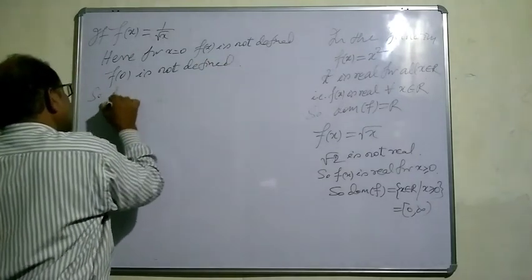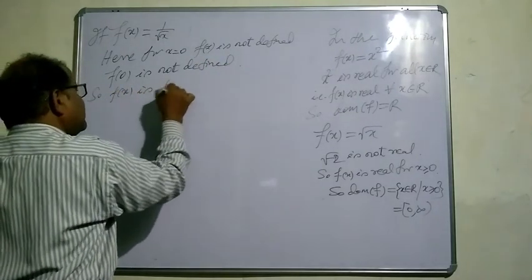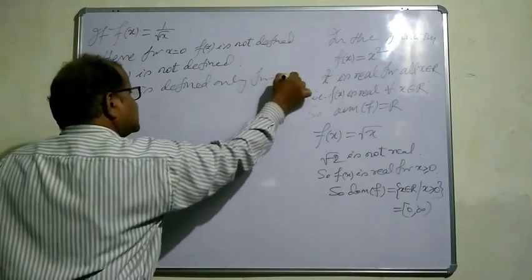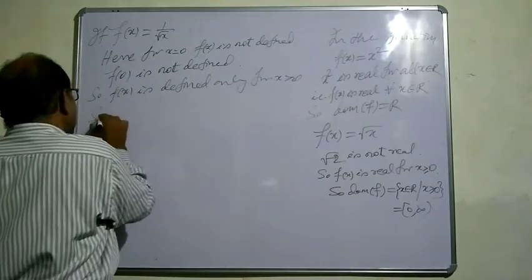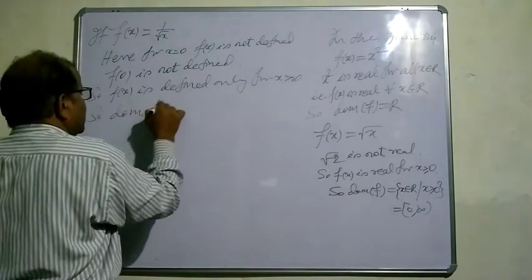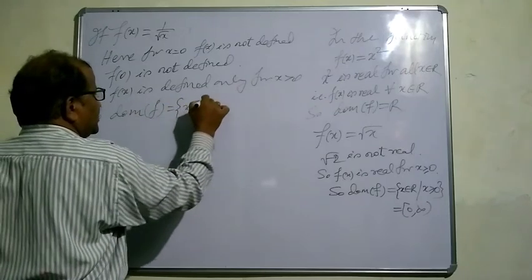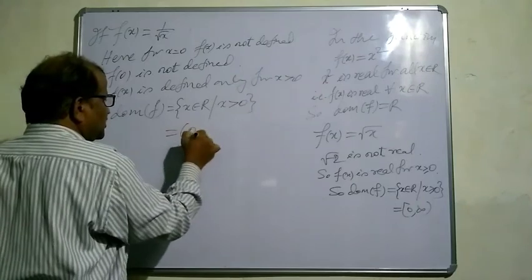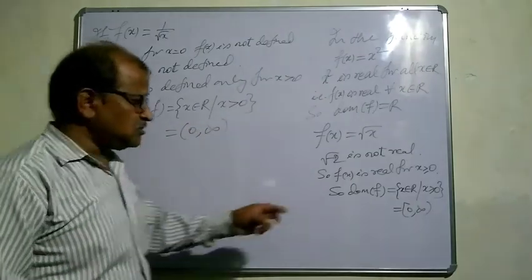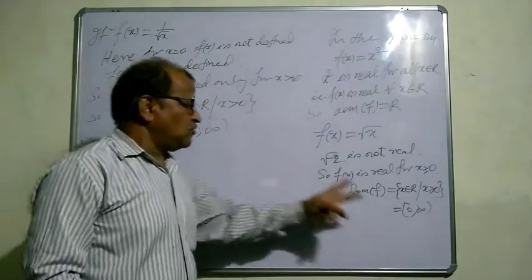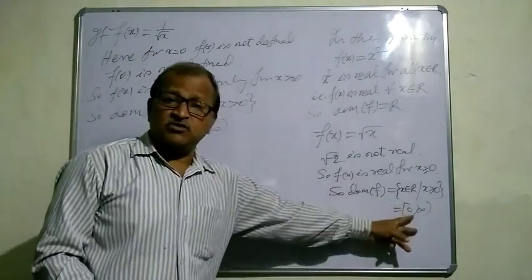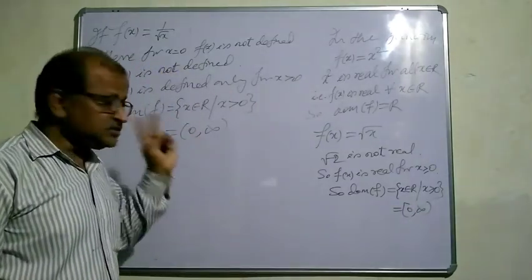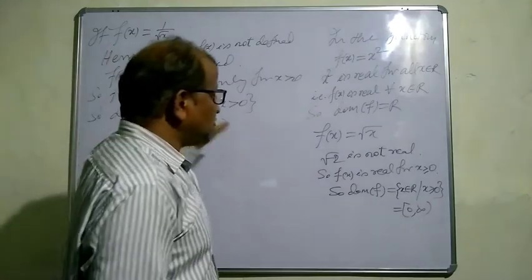So f(x) is defined only for x greater than 0. So the domain of f is equal to the set of points such that x is greater than 0. That is, it is the open interval 0 to infinity. You know what is the open interval? It is an open ray, and the other is a closed ray. Here 0 is included in that ray. Here 0 is not included. Right? This is the basic difference. So this is the domain.